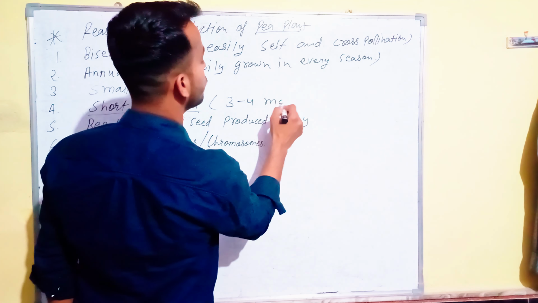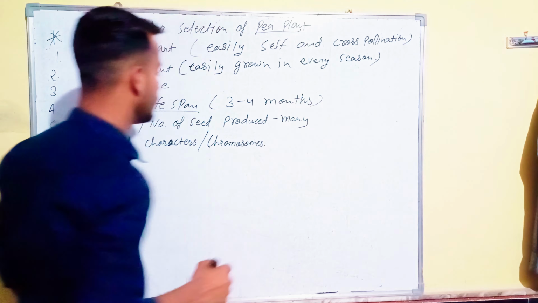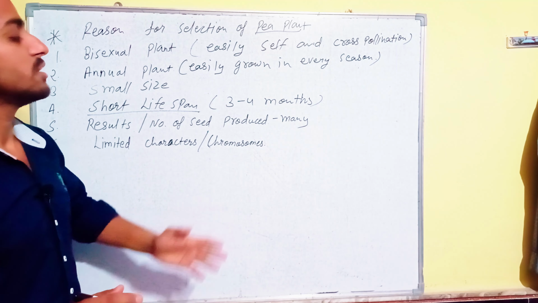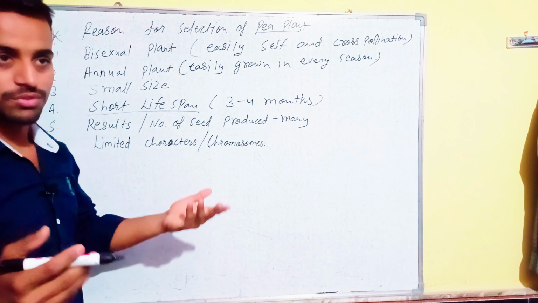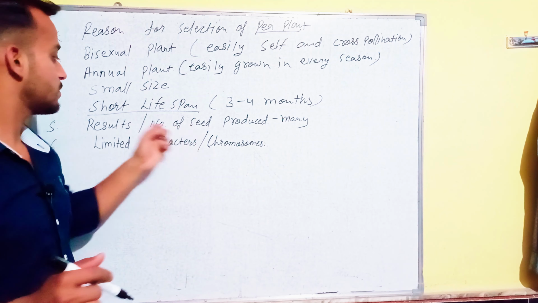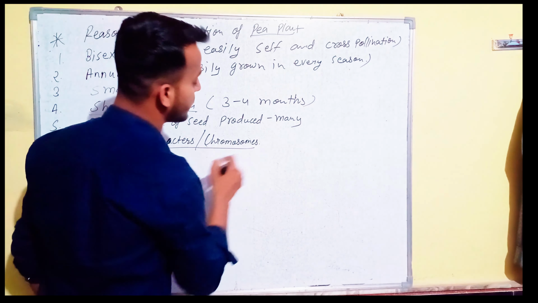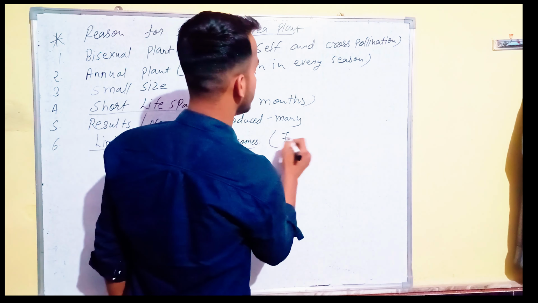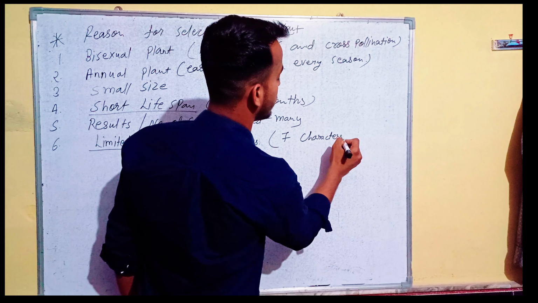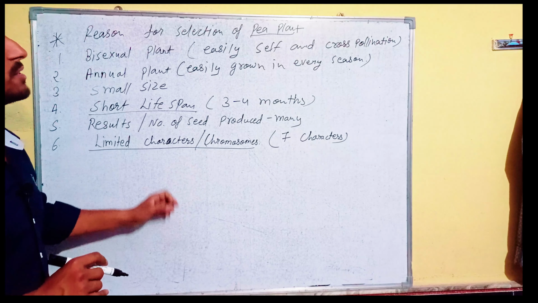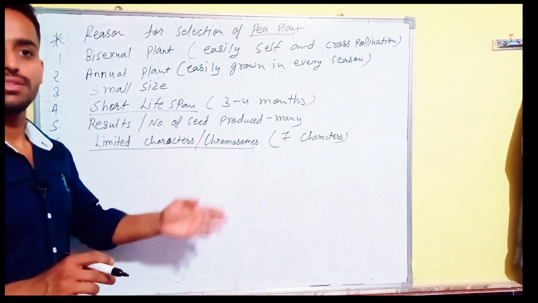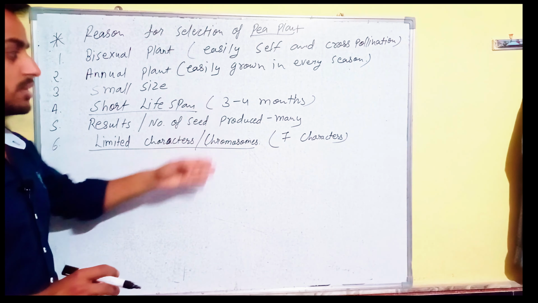Next, the pea plant has a short lifespan of 3 to 4 months. Next, the number of seeds produced is many, so we got many results during this period. Next, it has limited characters or chromosomes. How many characters? We already studied the 7 contrasting characters. Next, 3 other scientists rediscovered the laws of Mendel and studied the results of Mendel.